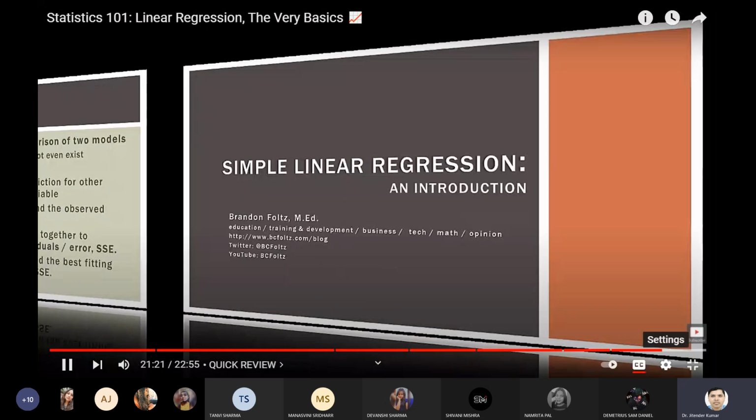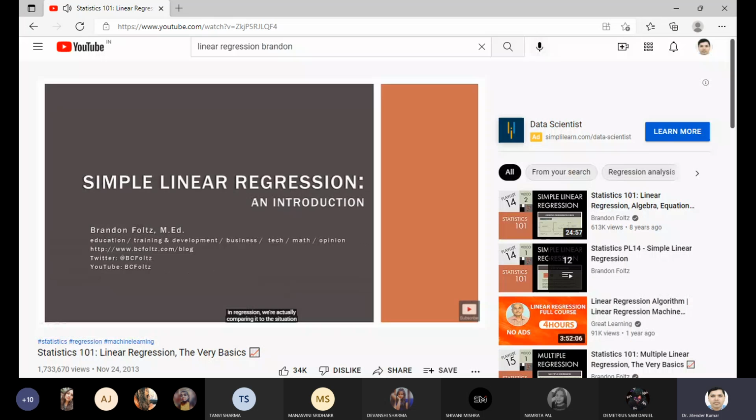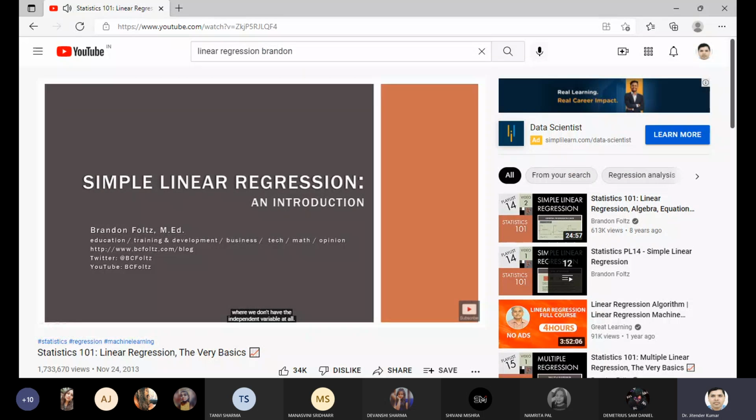Okay, so that wraps up our very first video of many on simple linear regression. I just want you to realize in this video that later when we talk about the best fit line in regression, we're actually comparing it to the situation where we don't have the independent variable at all. We're just comparing it to the case where we're looking at the mean of the dependent variable. So in this video, all we had was the mean of the tips, $10. That's all we had to go on. So therefore, our best guess or best prediction for the next tip was $10.